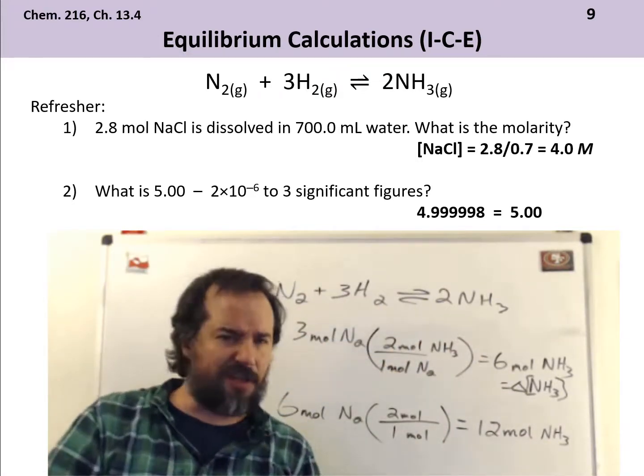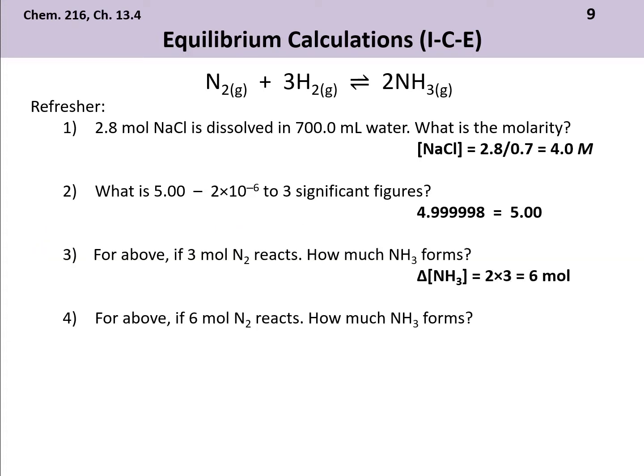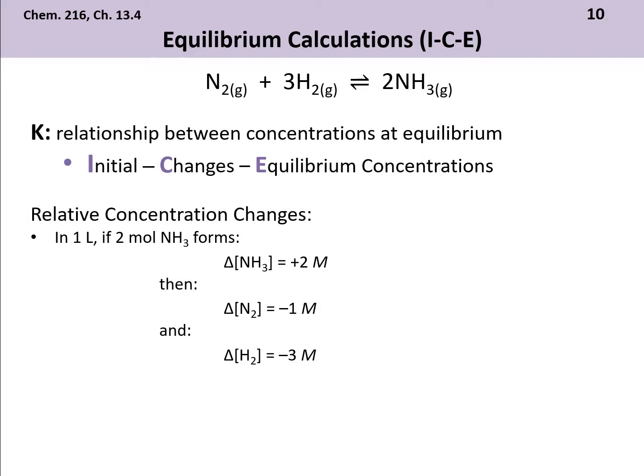Okay, so this is just a little bit of a refresher, because now we're going to do those actual ICE tables. Before we do that, let's look a little bit at the C in ICE. That means changes. So we're going to look at relative concentration changes. Let's say we have 1 liter and we have 2 moles NH3. So my delta NH3 is plus 2 molar.